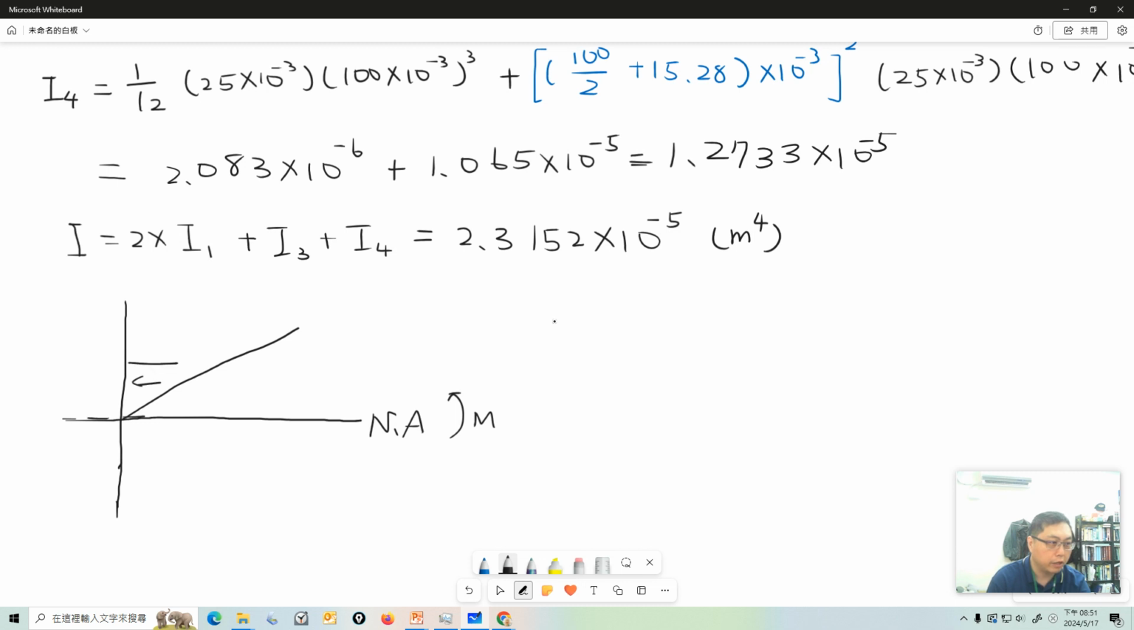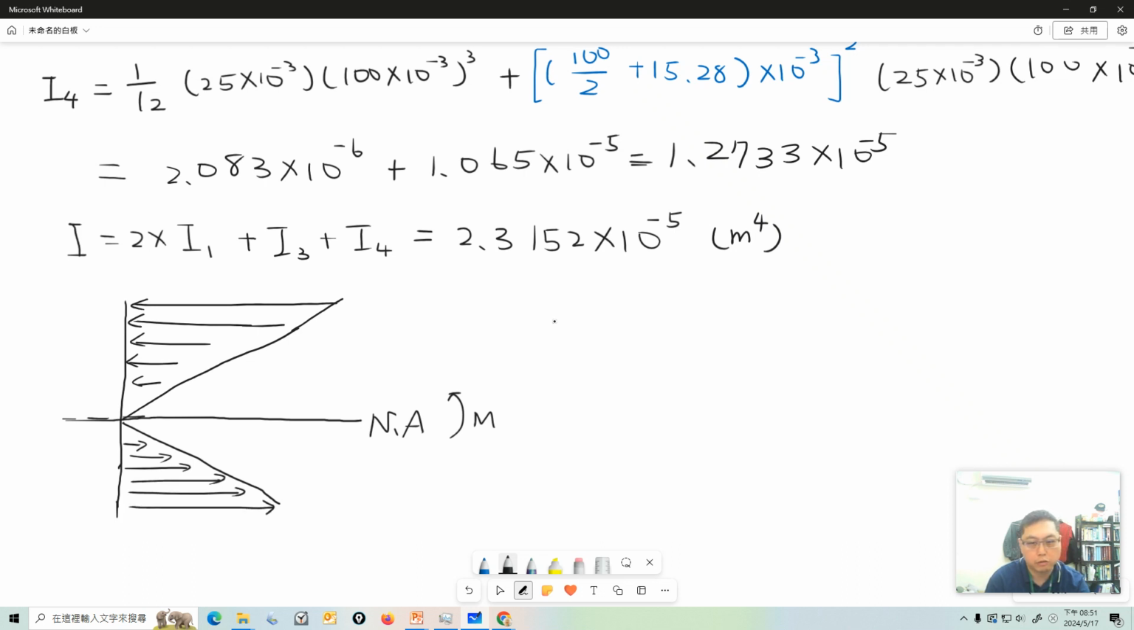Above is compression, so there is the maximum. Below is tension. You have to keep this picture in mind. That's the bending stress distribution in the cross section with respect to the neutral axis.